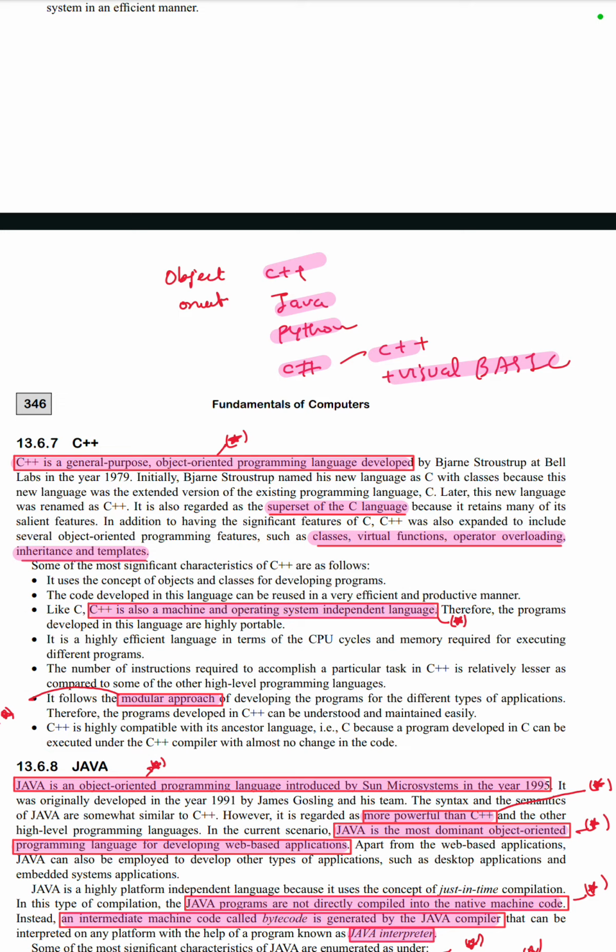Some of the most significant characteristics of C++ are as follows. Like C, it is also a machine and operating system independent language. It follows a modular approach of developing the programs for different types of applications. The programs developed in C++ can be understood and maintained easily.